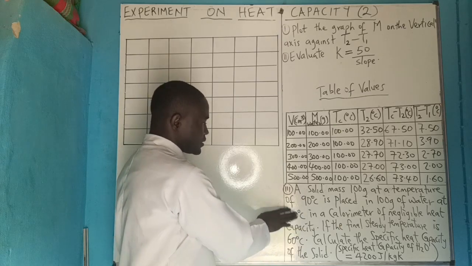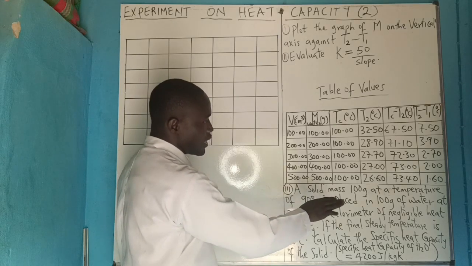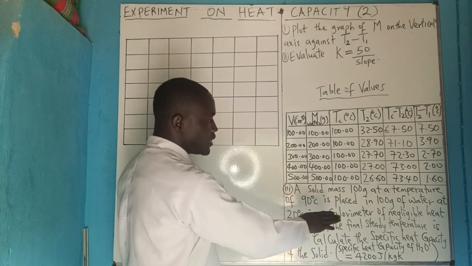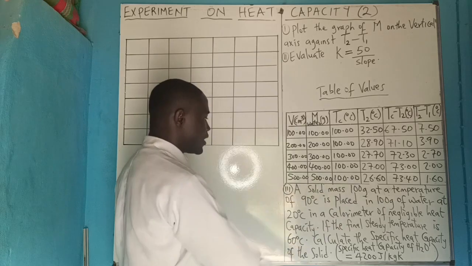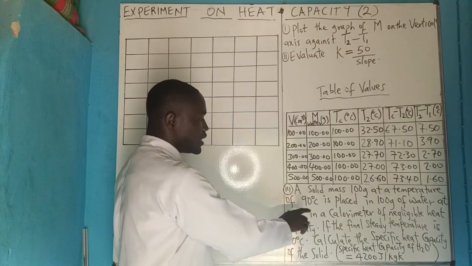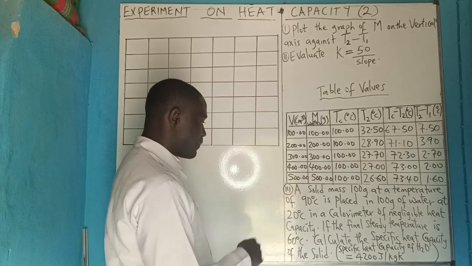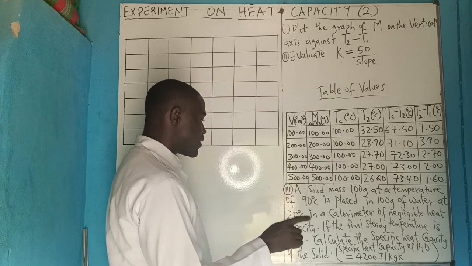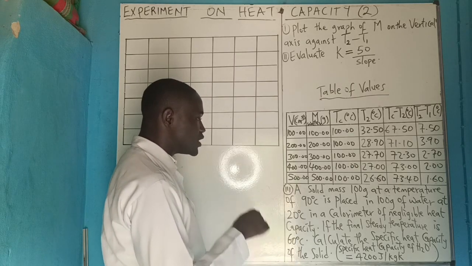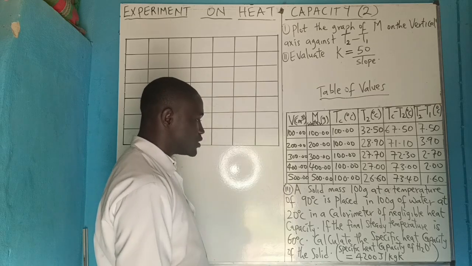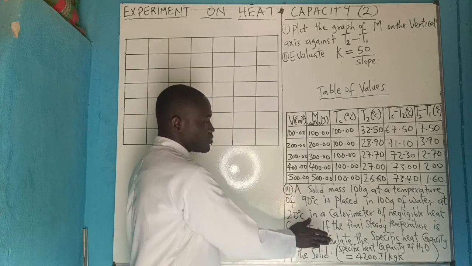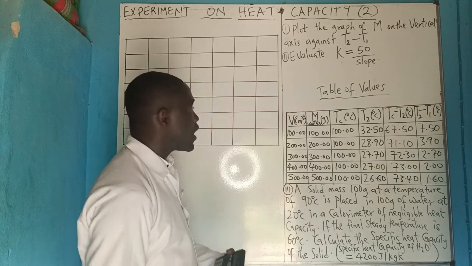We say that a solid mass of 100 gram at a temperature is placed in 100 gram of water at 20 degrees Celsius in a calorimeter of negligible heat capacity. If the final steady temperature is 60 degrees Celsius, calculate the specific heat capacity of the solid. This is just an additional question to what we have.